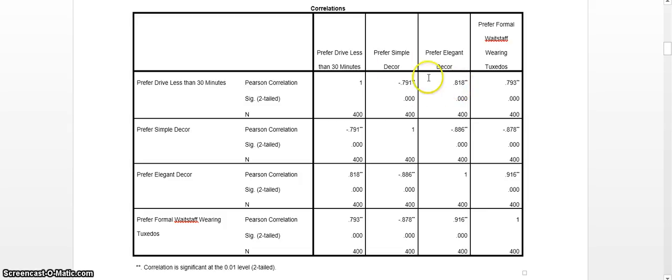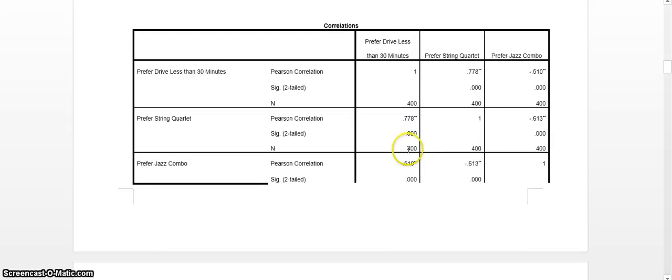Only this simple decor has a negative relationship. Whenever you talk about it, you would talk about this first, so that when the preference for the drive increases, the preference for the simple decor decreases. The last bit is the same. We would always run it by using a comparison to see the relationship with the drive. In this case, jazz combo is a weak negative, but for string quartet, it's a moderate positive.